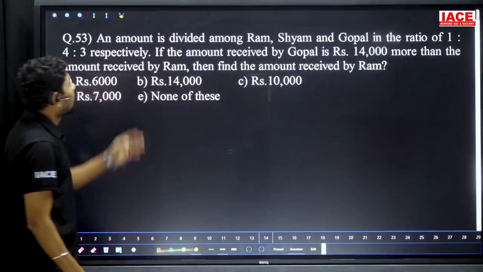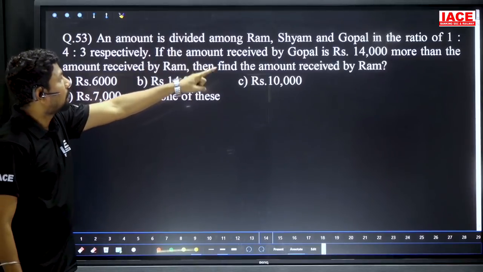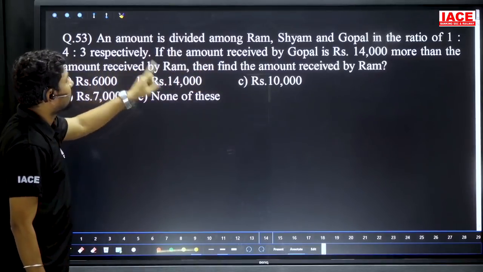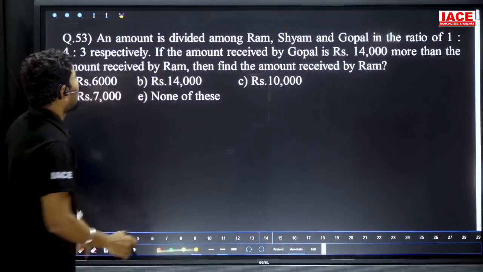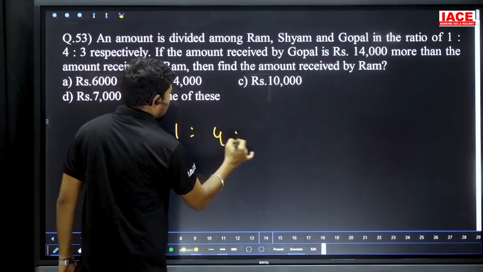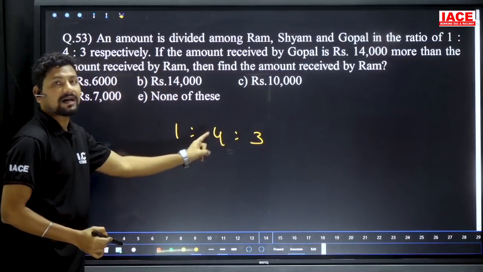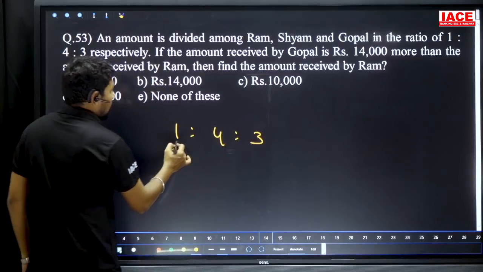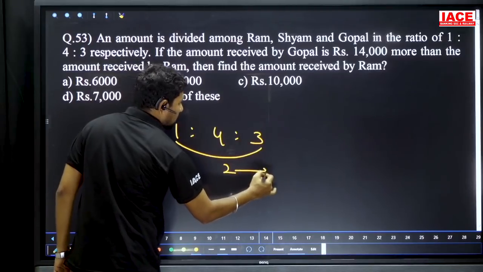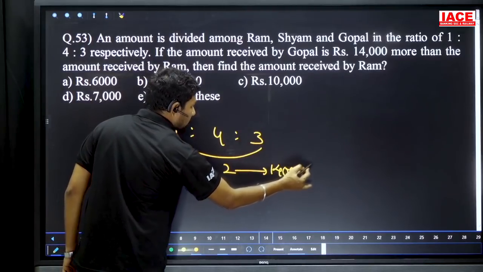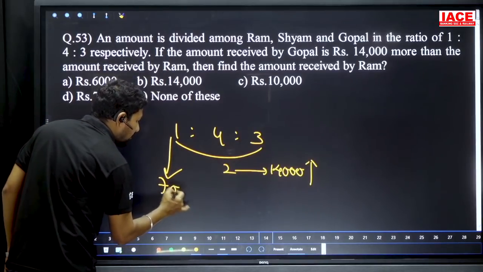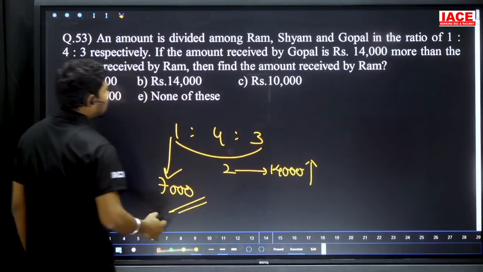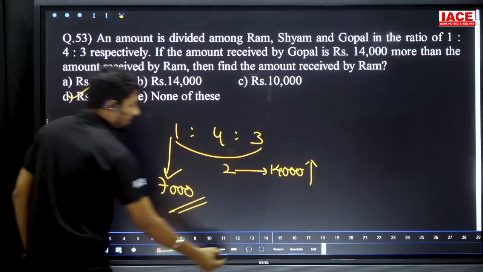Next question. An amount is divided among Ram, Sham, Gopal in the ratio of 1:4:3 respectively. If the amount received by Gopal is 1400 more than the amount received by Ram, and the ratio is 1:4:3. First one is Ram, second one is Sham, third one is Gopal. Here 1 to 3 is how many parts? 2 parts. 2 parts is equal to how much rupees more? 1400 rupees more. Then we need Ram value. 2 parts 1400 means Ram value is 7. 1 part is equal to how much rupees? 700. That is option D now.